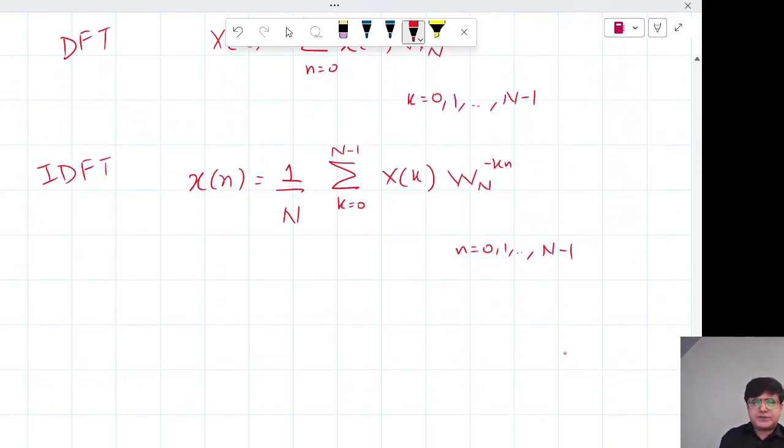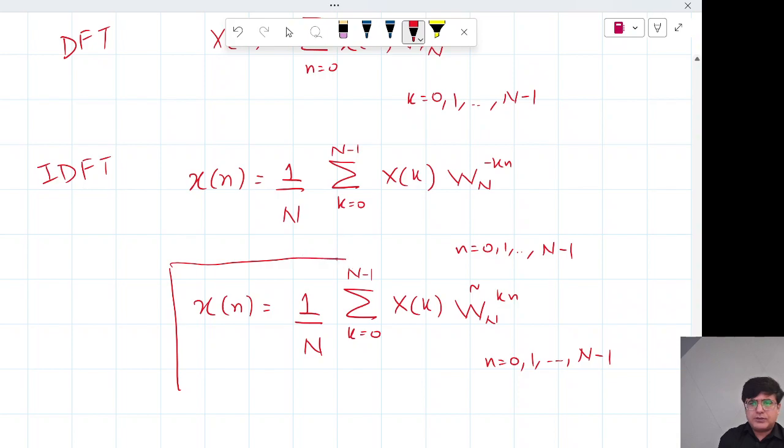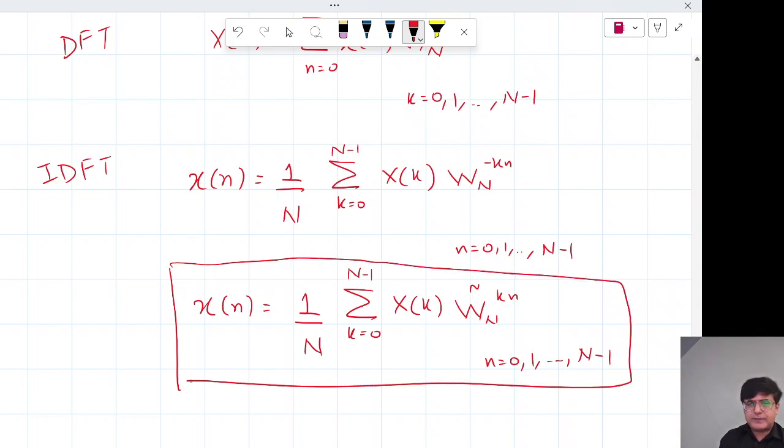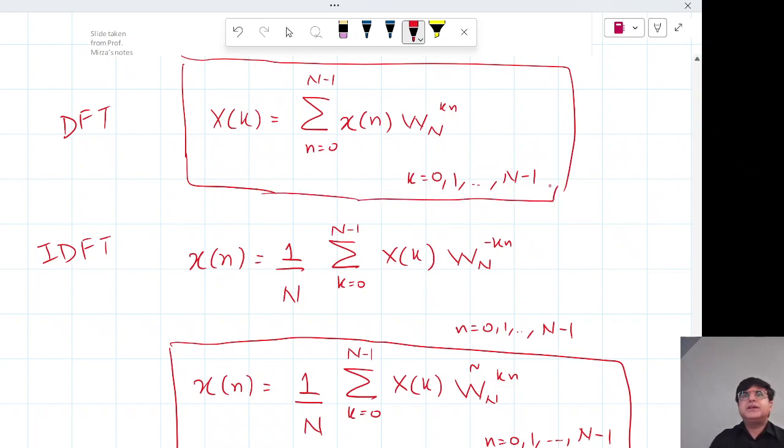What I can do is a slight modification. I can say x of n equals 1 over n, k goes from 0 till n minus 1, x of k, and in place of w subscript n to the power minus kn, I can just write w subscript n tilde to the power kn, where again n goes from 0, 1 up until n minus 1. So this is the definition of the inverse DFT. This is the definition of the forward DFT. Clear? Now if you compare these two, they are very similar.